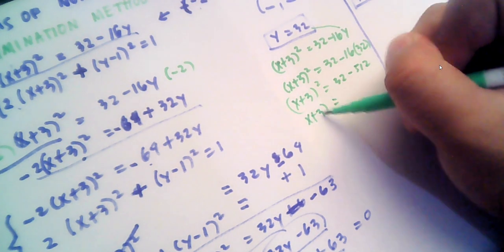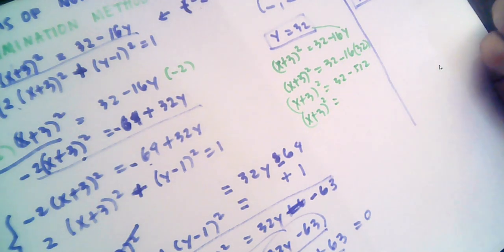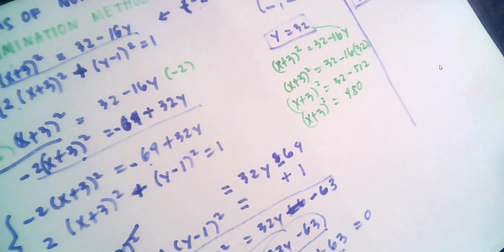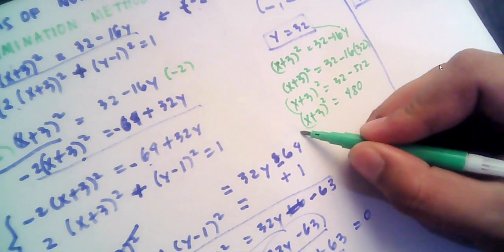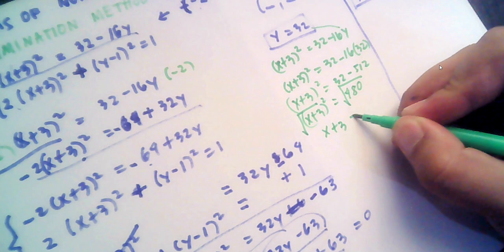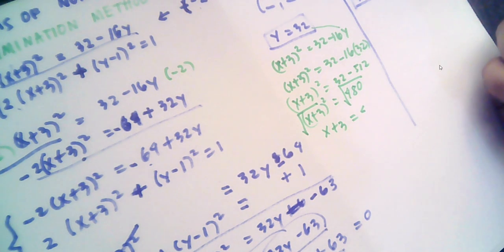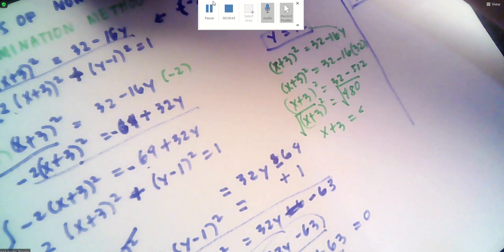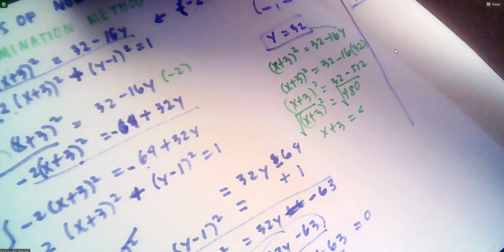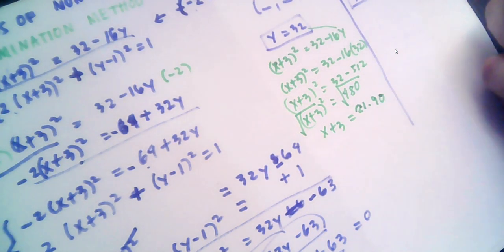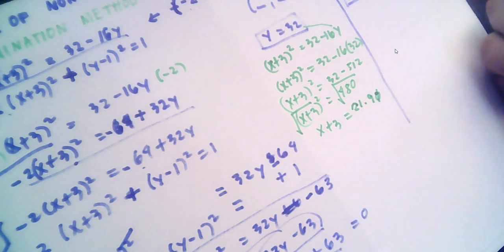So you have x plus 3 squared, 32 minus 512, that is 480. Okay, and then we square it off. We can, yes we can. X plus 3 equals square root of 480. That must be, let me use a calculator. It's 21 to be exact.